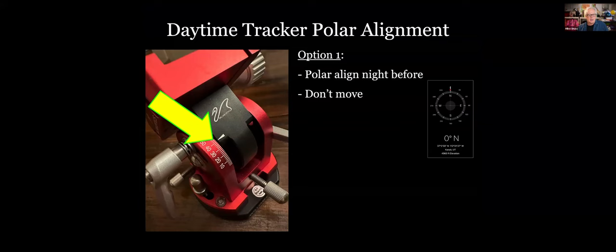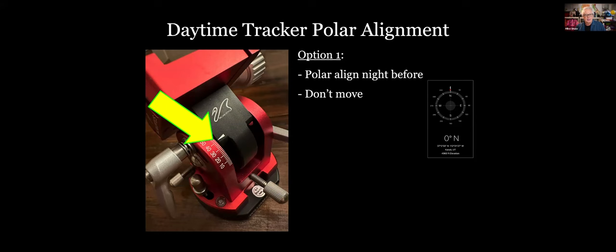Now, to the question of daytime polar aligning your tracker. The first option is, if you go to a spot where you're going to be shooting the eclipse from, that's great, because the night before you can polar align your tracker and then you just don't move anything. You just leave it set up and shoot the eclipse the next day without moving anything.